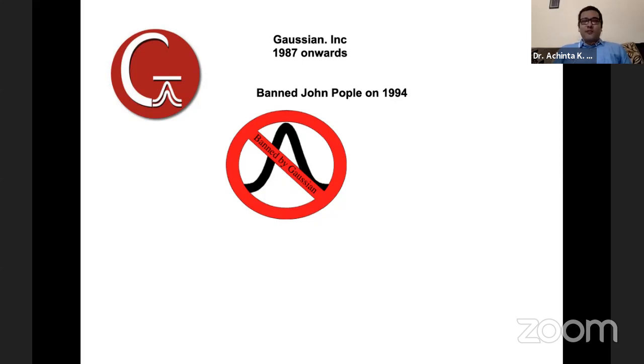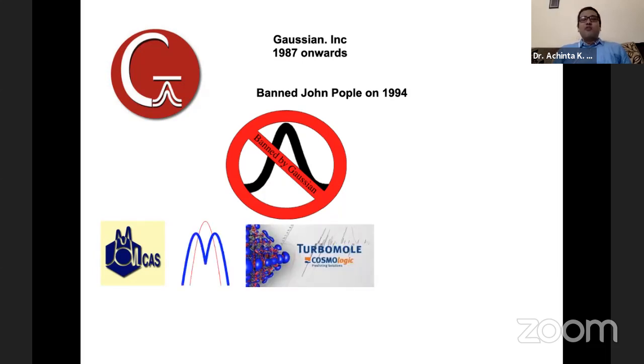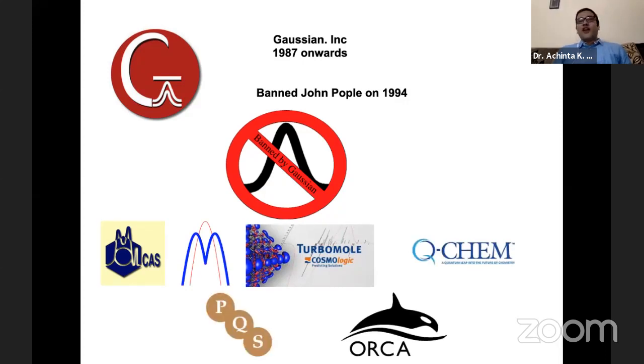So when Gaussian got banned, many other computational chemistry software packages became available. If you search the internet or Wikipedia, you will find a big list of them. I'm naming only a few: Molcas, Molpro, Turbomole, QChem, PQS. And the last one, Orca, is my favorite for personal reasons. We'll come to the features of Orca in the end part of this lecture.